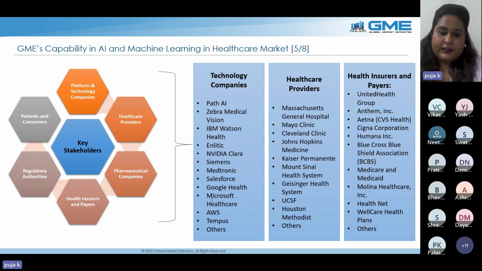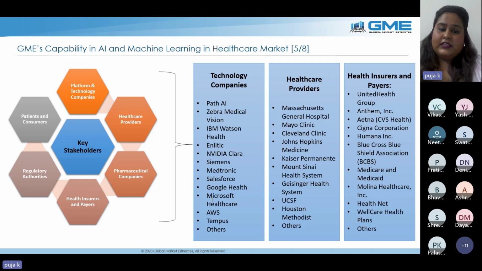Second is the healthcare providers, that is our end users, hospitals, clinics, primary care physicians, and healthcare organizations. So these entities are at the forefront of patient care and diagnosis. Hospitals also play a major role in running the entire economics as well as the revenue in the system.